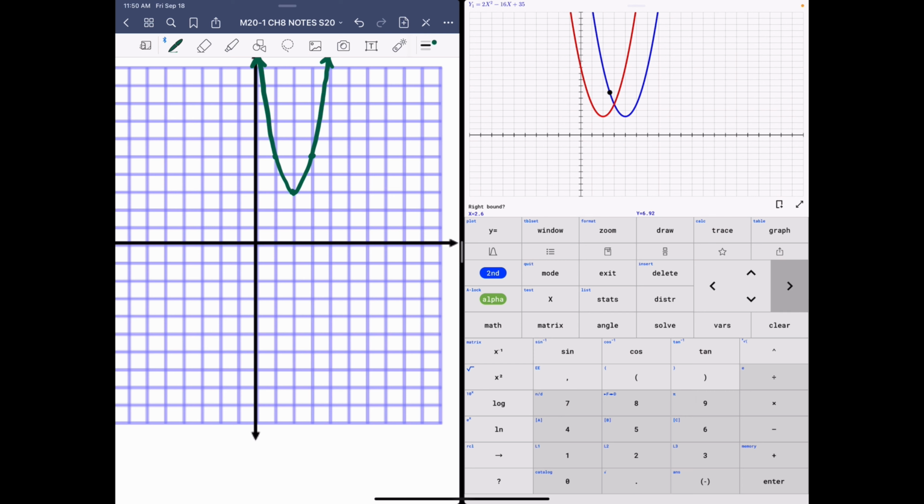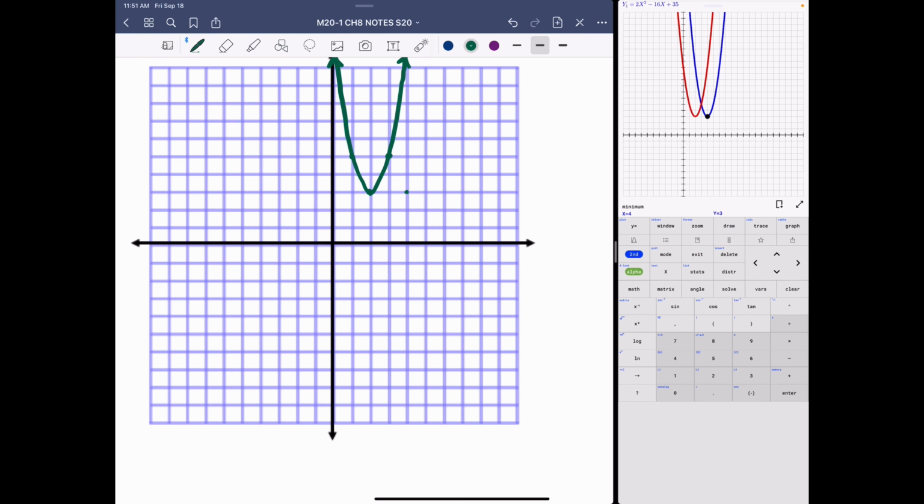Then we need to go right bound. Okay, I am right of that minimum point on the blue graph, hit enter, and it tells me it is at 4 and 3. So I'm going to, first of all, change my color. 4, 3. I also know it goes through that intersection point at 3, 5, which is 1 to the left and 2 up from the vertex. So symmetrically, it would have to also have a point 1 to the right and 2 up from the vertex. I can use those 2 points to help me draw my quadratic.